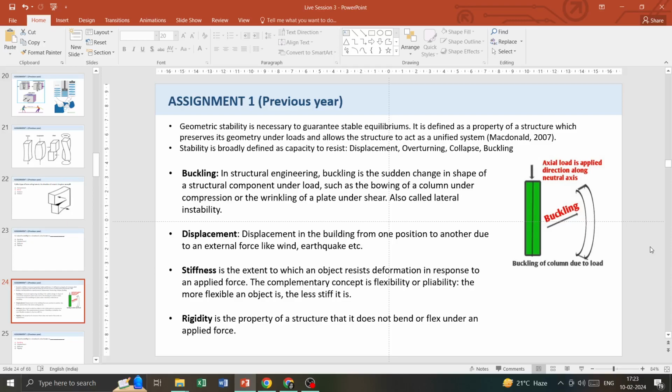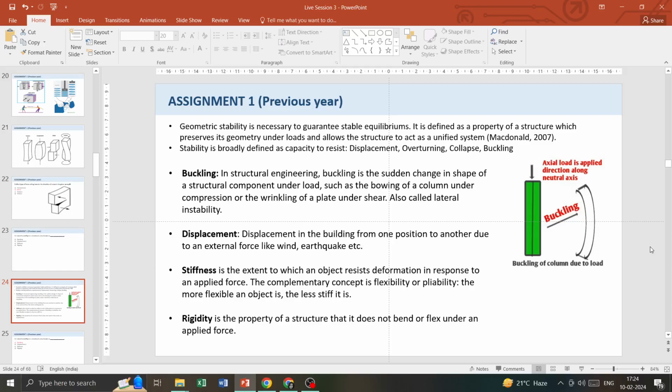So stability is a property of a structure which basically preserves the geometry of the structure under different loads. Stability is broadly defined as a capacity to resist displacement, overturning, collapse, and buckling. So what is buckling? In structural engineering, buckling is the sudden change in shape of a structural component under load, such as the bowing of a column under compression or the wrinkling of a plate under shear. It is also called lateral instability.